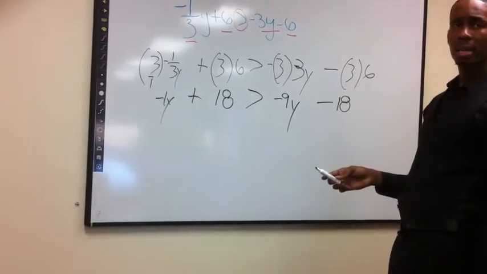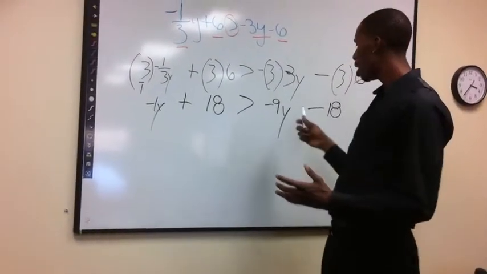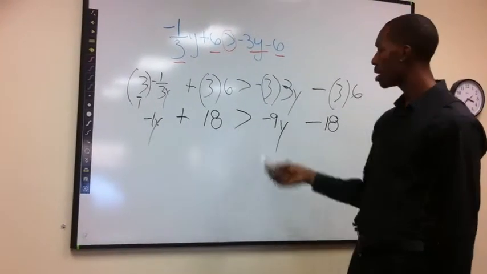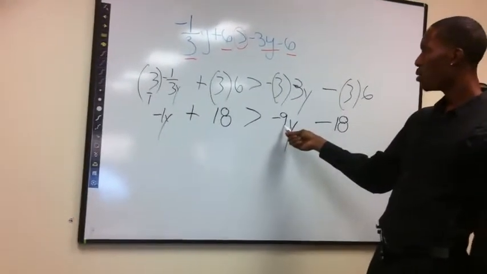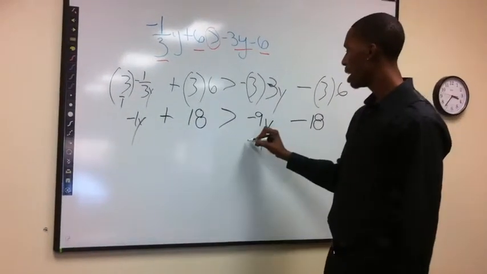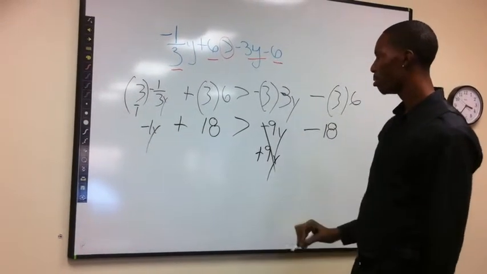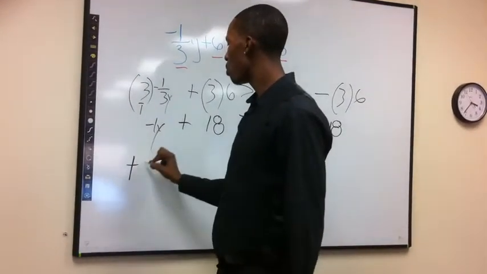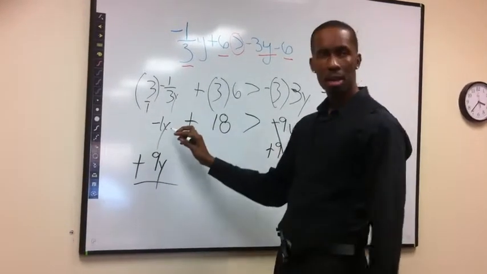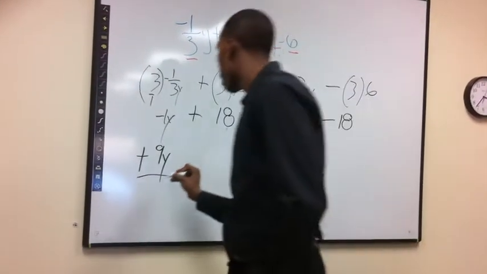Now we want to go ahead and combine our like terms. In order to do that, we must get all of our y's on the same side and all of our numbers without a variable on the same side. So, negative 9y, we're going to bring it over here. In order to do that, we have to add 9y to cancel it out over here. We're going to add 9y right here, which will give us negative 1 and positive 9, which is what? 8. 8y.